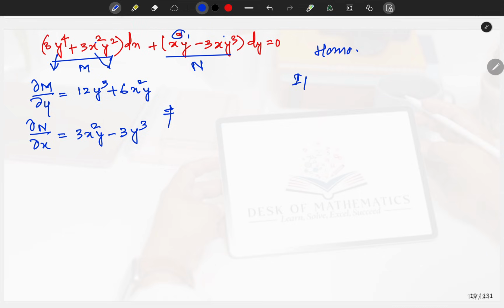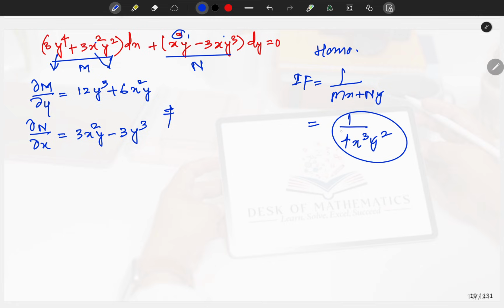So you will find the integrating factor, that is 1/(Mx + Ny), and you will get the integrating factor as 1/(4x²y²). You will multiply the differential equation by this integrating factor, it will become exact, and you can find the solution. Otherwise you can go through my previous videos, it is written there.